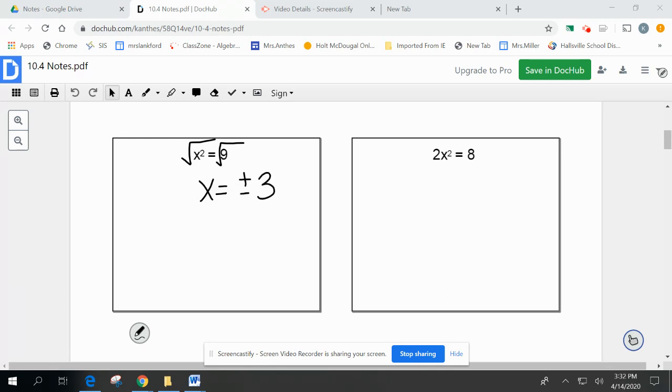Your calculator is only going to show you positive 3, but it's actually plus or minus 3. On the next problem, we have to get x by itself. So divide by 2. You have x squared equals 4. So you square root both sides, and then you have x equals plus or minus 2.